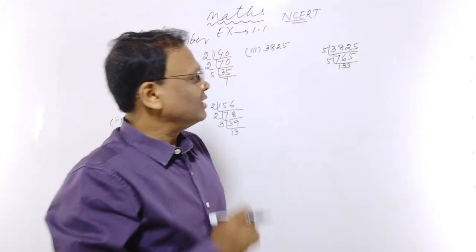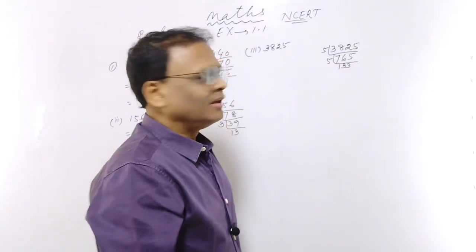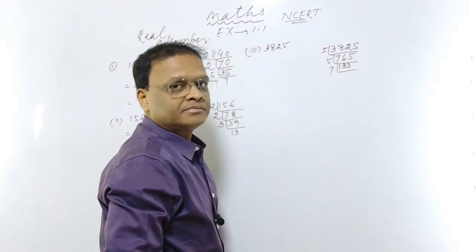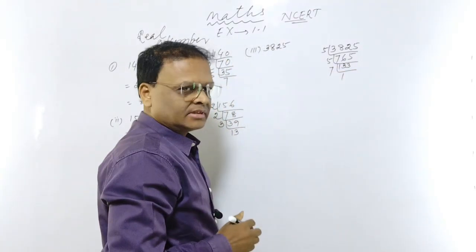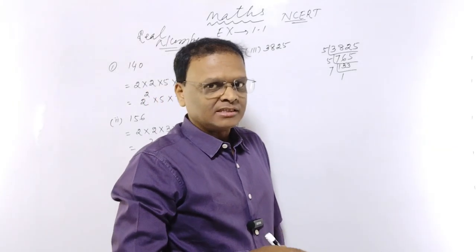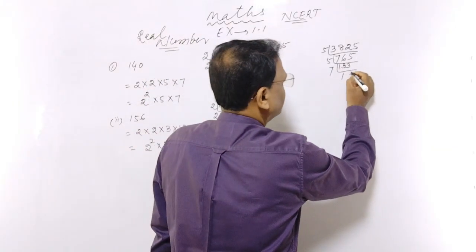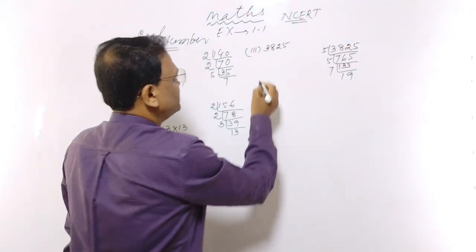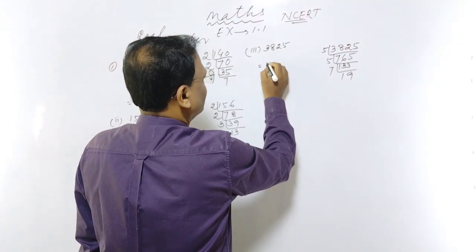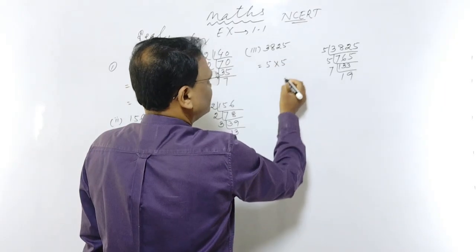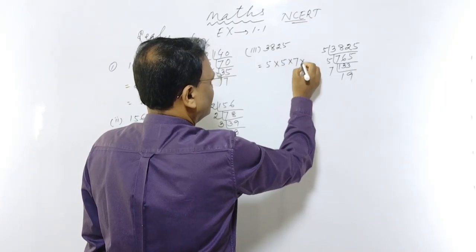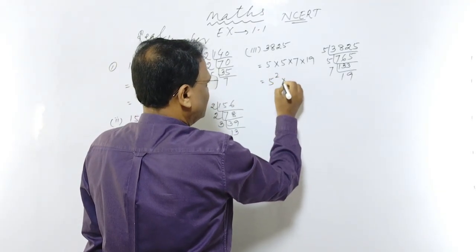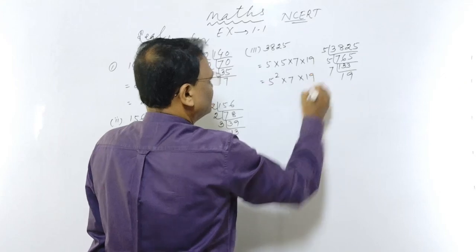Now you think this 153 comes in which table? If I take, it comes in the 9 table. Actually 3 table. 3 1s are 3, 3 5s are 15, 3 3s are 9, and 17. Now the prime factors of 3825, what did I get? I got 5 into 5 into 3 into 3 into 17, which further I can write as 3 square into 5 square into 17.